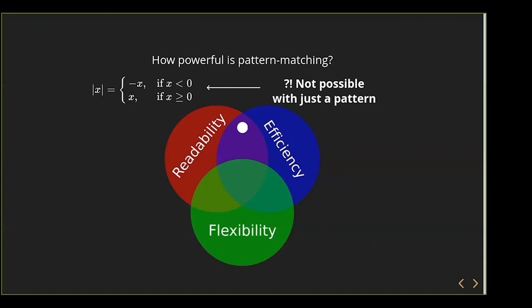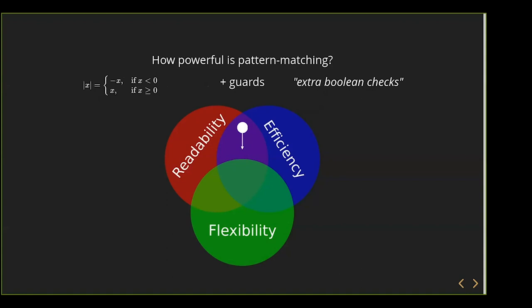And this is why already in the first version of Erlang, guards were introduced. These are extra Boolean checks that run after a pattern has already matched, but before the code that we would like to execute actually executes. And these make pattern matching itself slightly more powerful.